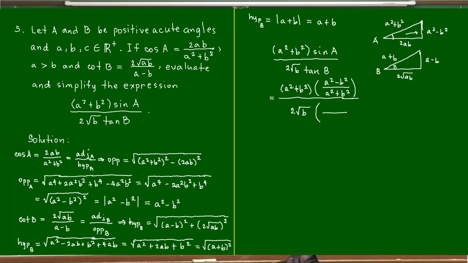What about tangent B? A minus B over 2 square root of AB. Okay? So let's simplify. We can cancel this square root with this square root, and we cancel 2. We cancel A squared plus B squared.